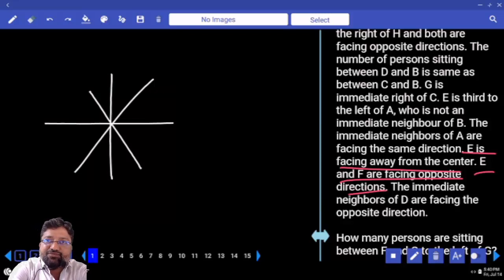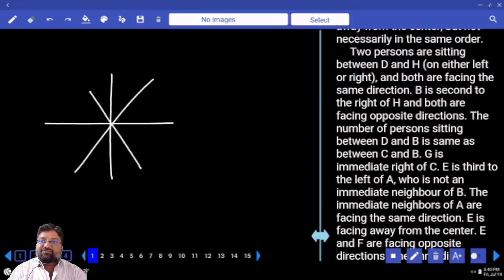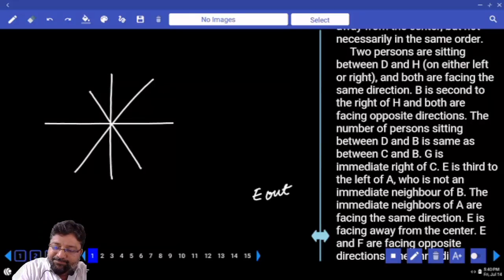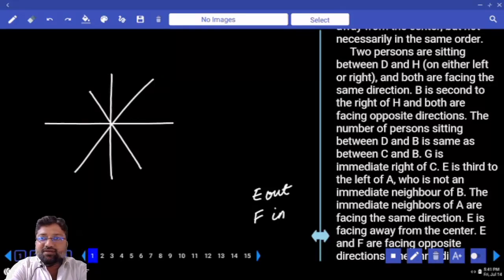By knowing the direction of E, is it helping us anything in this question? Because not even one clue says somebody is sitting to the right side or left side of E. And we don't have even one clue which reads that somebody is sitting to the right or left of F. So one thing is for sure, E is outside, F is inside. With this information, it is not helping the cause.